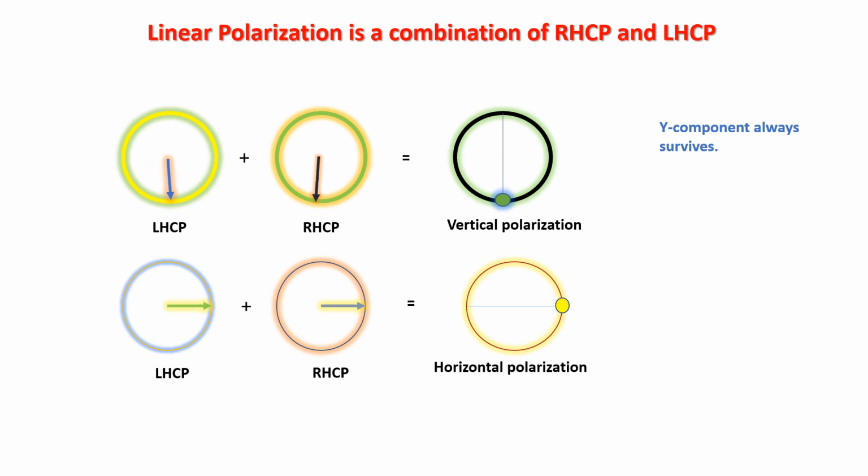Similarly, if we superimpose right-hand and left-hand circularly polarized light having a phase difference of 0, then only the horizontal component of the electric field survives. Here, the yellow bob represents the tip of the electric field that survived upon superimposing left-hand and right-hand circularly polarized light having zero phase difference.